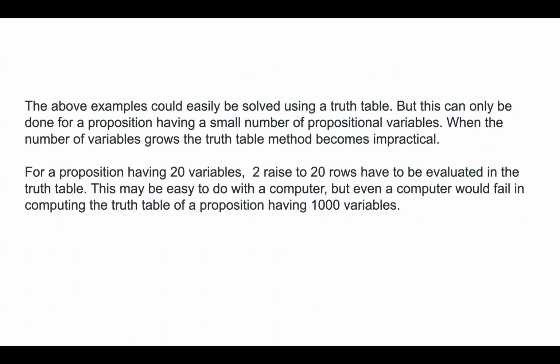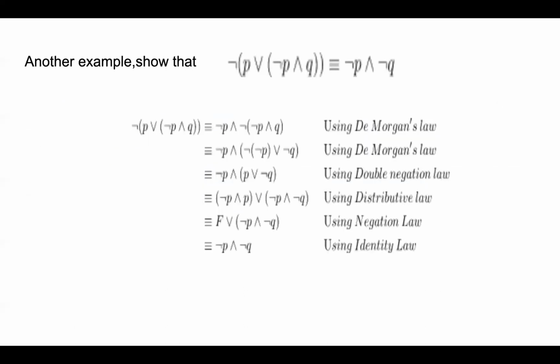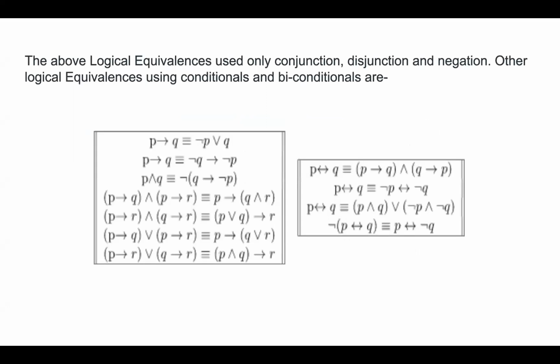The above examples could easily be solved using truth tables, but this can only be done for a proposition having a small number of propositional variables. When the number of variables grows, the truth table method becomes impractical. For a proposition having 20 variables, 2 raised to 20 rows have to be evaluated. I already told you, if any proposition has 20 variables, then 2 raised to 20 rows are there in the truth table, which is not actually feasible. So we use these already established formulas to prove the equivalences. Okay.